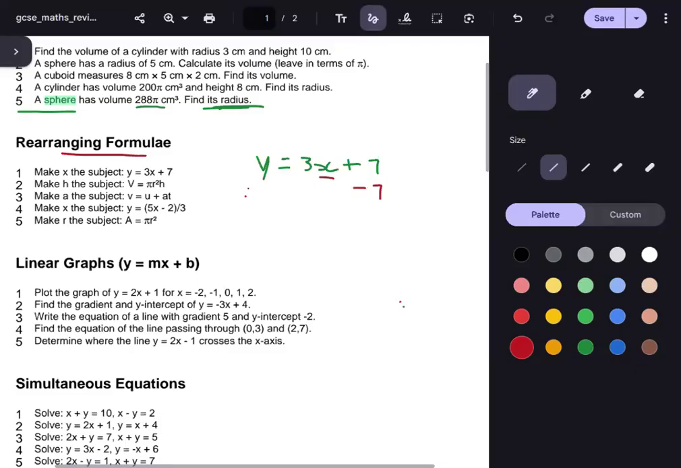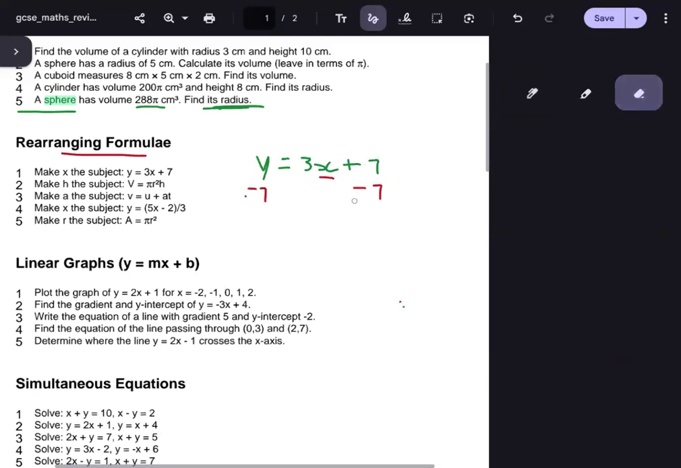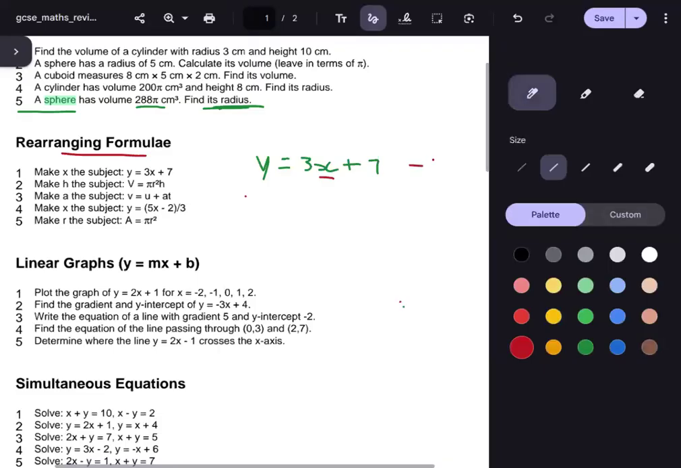So here as well, we're going to minus 7. Let me do it on the side to save space. We will minus 7 on the side, and here as well we will minus 7, right? And remember the y is positive. So when we do that, 7 minus 7 is 0, so we're just left with 3x, and that is equal to y minus 7, or you can write it as minus 7 plus y. It doesn't make a difference, right?